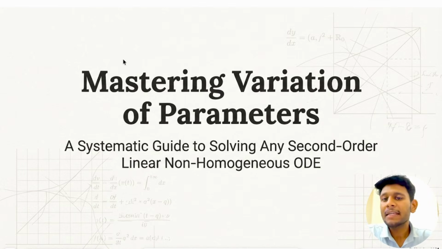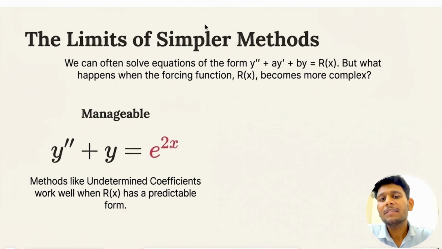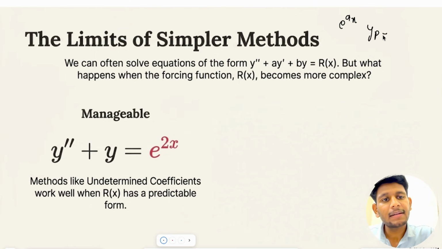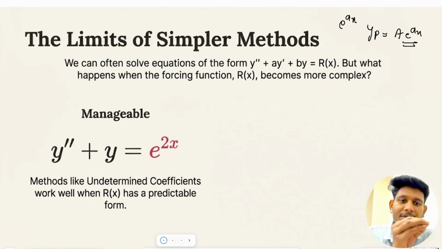So what is the need of this method? What are the limits of a simpler method? What is the simpler method that we have seen earlier? The method of undetermined coefficients. If you have e to the power of ax, then you were considering the trial solution as A e to the power of ax. If it was a polynomial of degree 2, then you were considering ax square plus bx plus c.